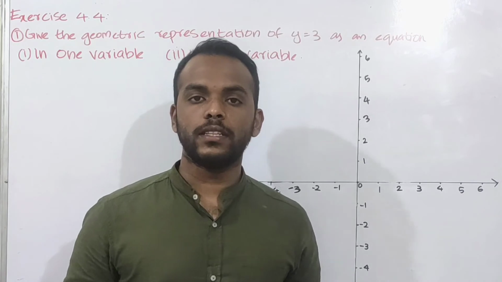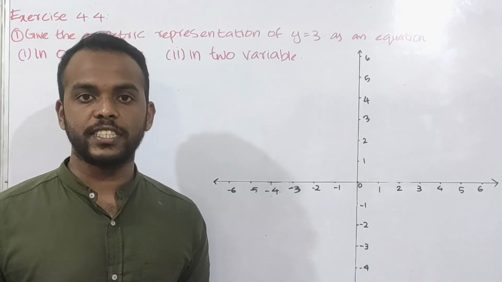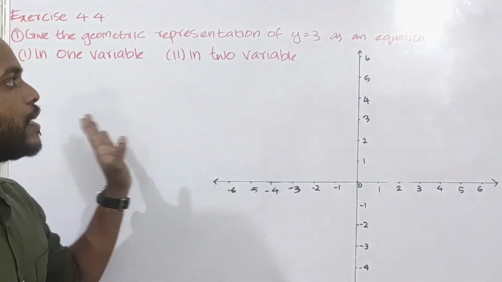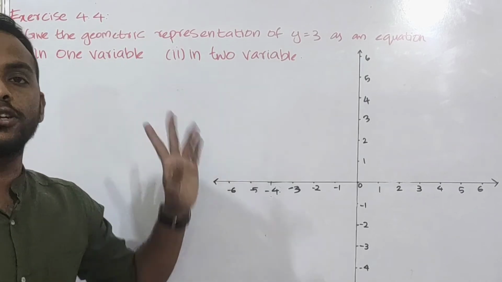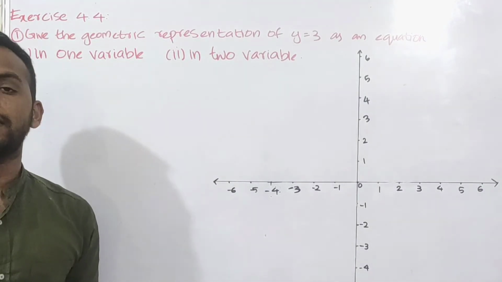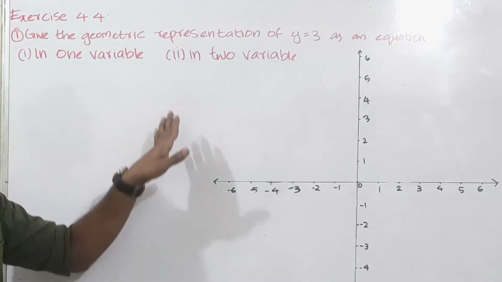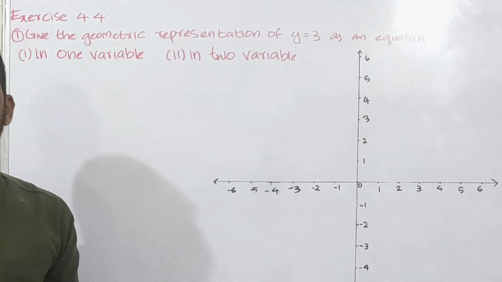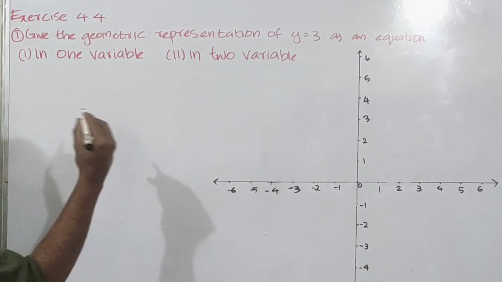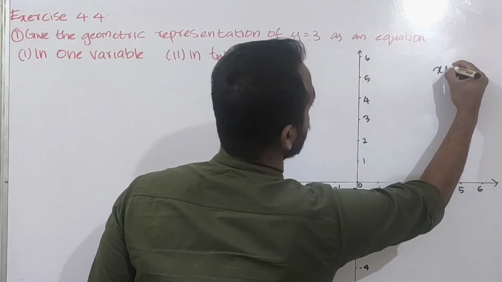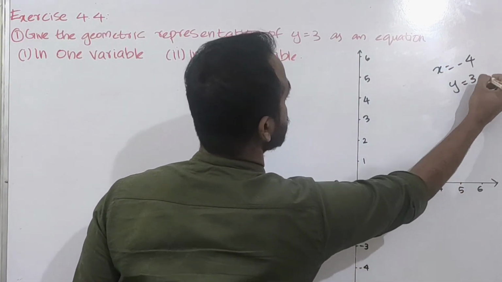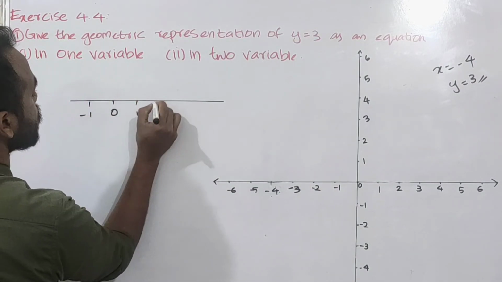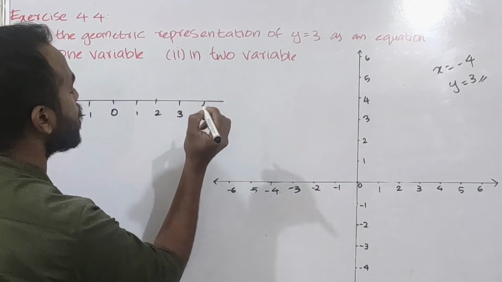We will wind up the session with the last question of our exercise 4.4, question number 1. The question says: give the geometric representation of y is equal to 3 as an equation in one variable, and also in two variables. This is similar to the question we just did in the last part. The first part, in one variable, can be easily done using a number line itself. We have done it in the case of x is equal to minus 4, but here we have y is equal to 3. The method is the same, with 0, 1, 2, 3, 4, etc.